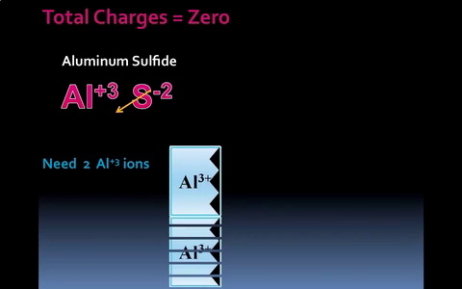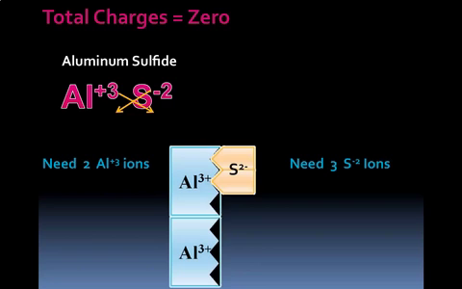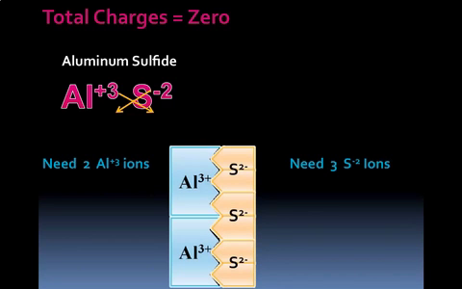Okay, so I'm going to write those there, aluminum +3. I have 2 different ones. Then I'm going to do the same thing here. I have a +3 charge on aluminum, which tells me I'm going to need 3 sulfur ions. So I have 1, 2, 3, and you can see how those kind of fit together in this model.